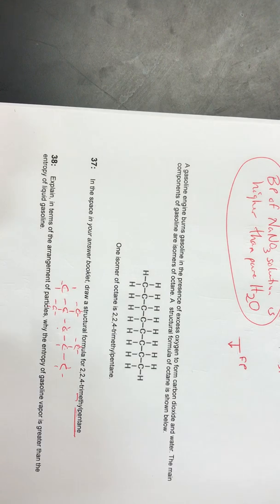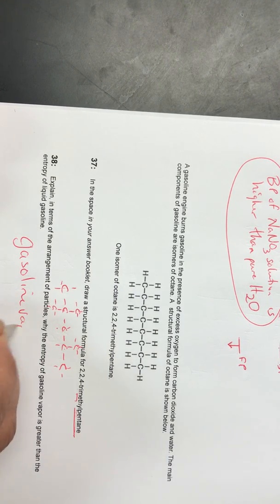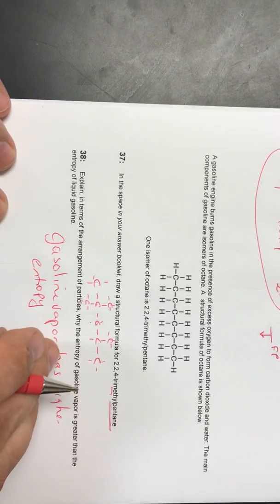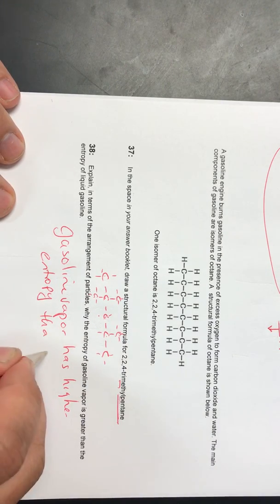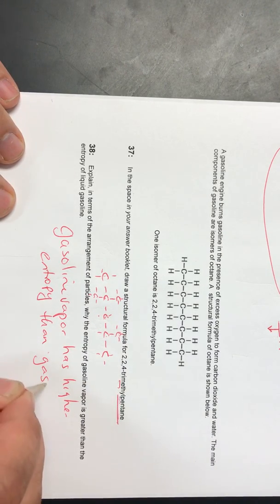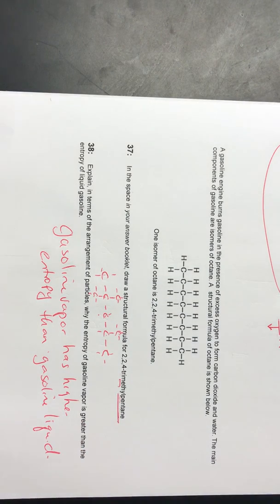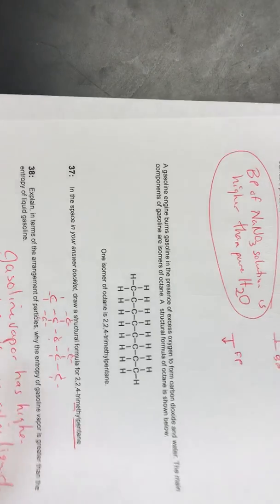So you would just say that gasoline vapor has higher entropy than gasoline liquid. Okay. Vapors are able to move around more freely. They're further apart. They're moving faster, so they would be more random.